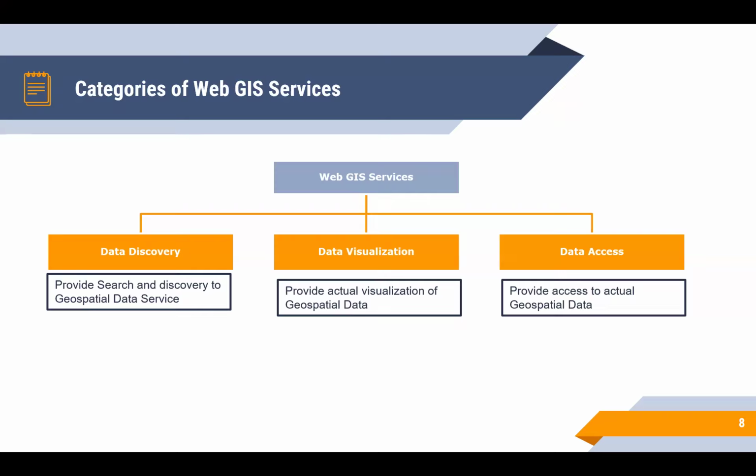So we have three categories in total. One is data discovery. It is for the search and discovery of geospatial data. The second one is data visualization. This category is responsible for displaying the data on the map. And the third one is data access. It is responsible for providing us access to the actual GIS data.